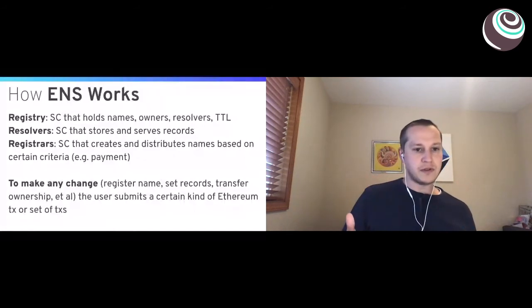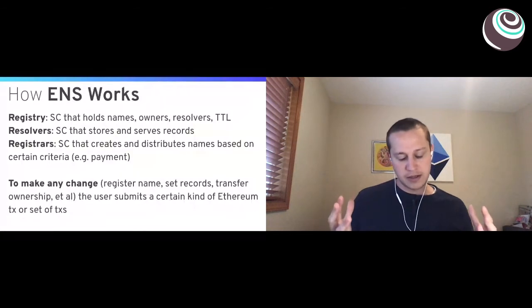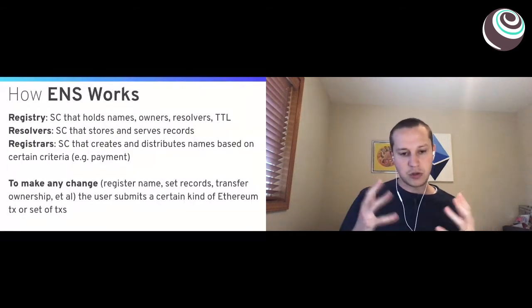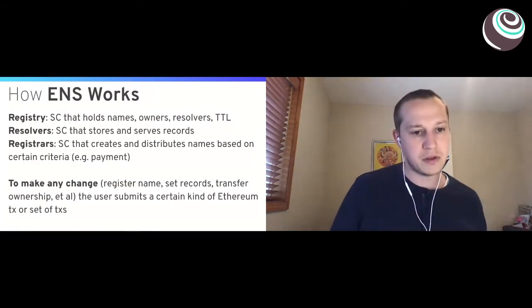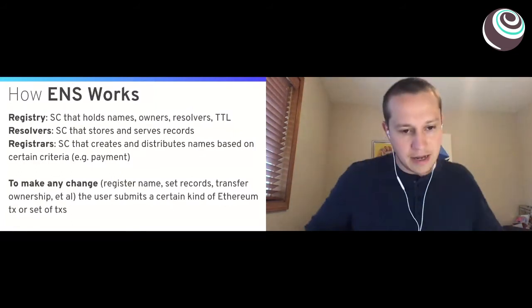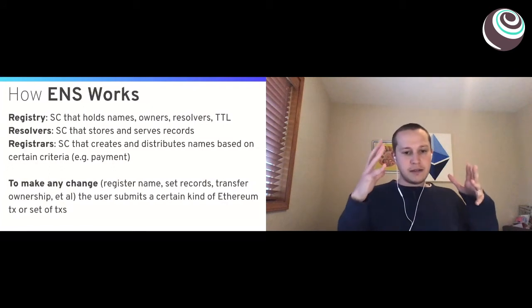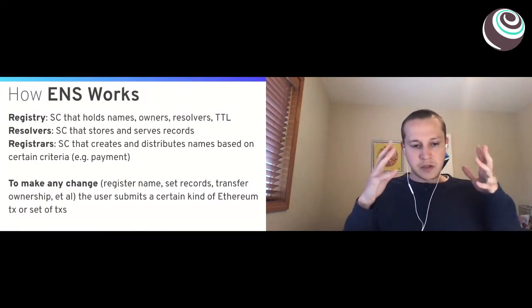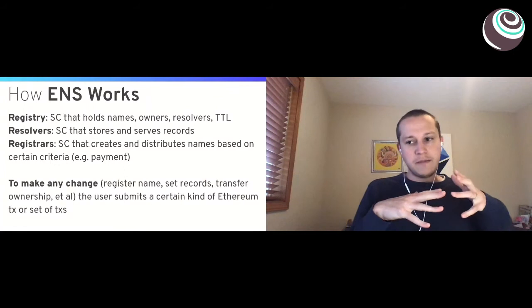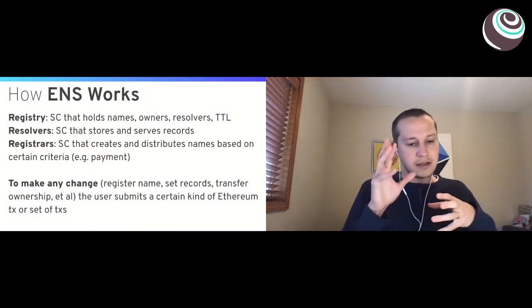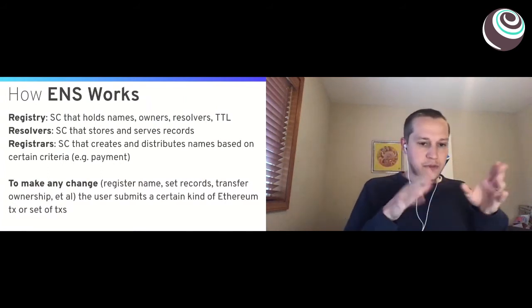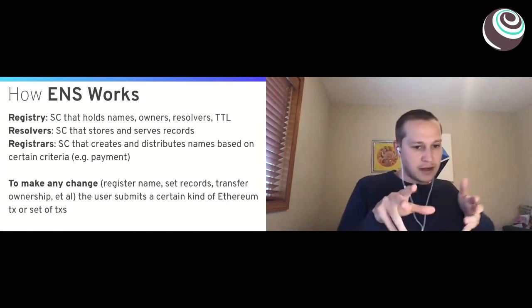Then you have resolvers. This is a smart contract that stores your records. And then the registrars. A registrar is a smart contract that creates and distributes names based on certain criteria, for example, a payment. So for example, .eth names: .eth is itself owned by a smart contract that will dispense what are called second level domains. So .eth is what's called a top level domain. Second level domains are just one level below. So like Brantly.eth is a second level domain.